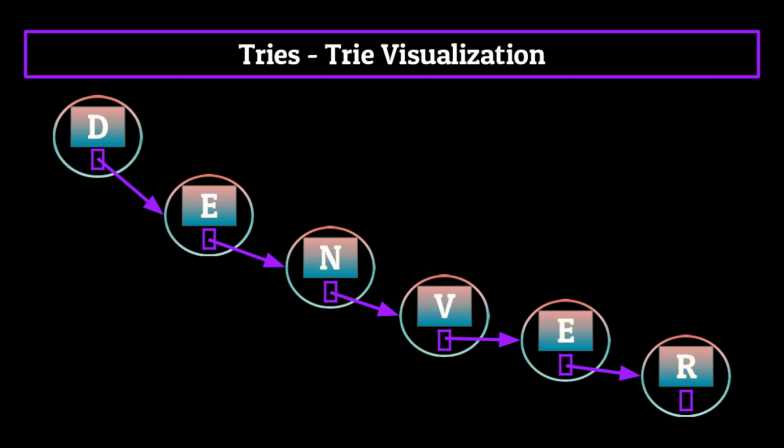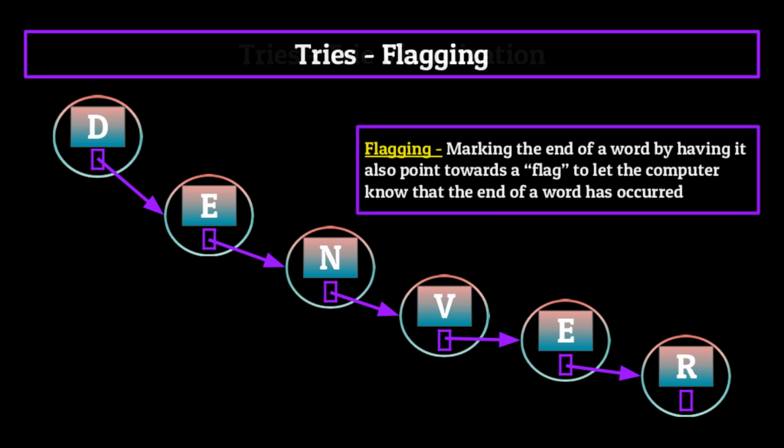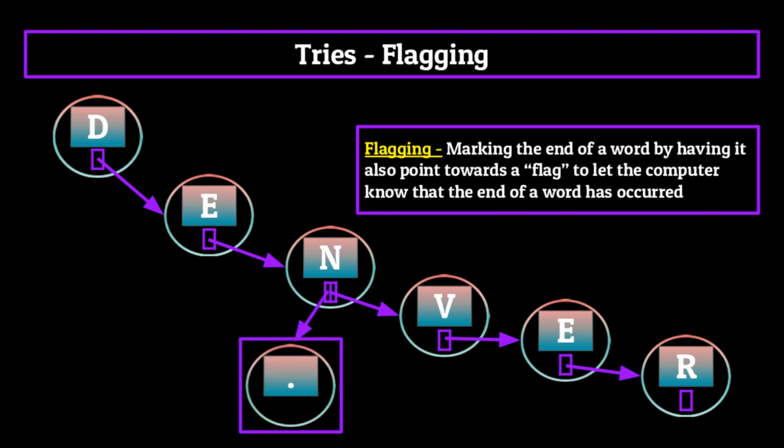Well, there's actually a pretty simple fix to this, and it's known as flagging. We simply mark the end of the word by having it also point towards a flag to let the computer know that the end of a word has occurred. So in our Denver example, not only would the end node's array contain pointers to whichever characters follow it, it would also contain a pointer to a node with a flag to tell the computer to stop there. In this case, I've just chosen a period as the flag. This way, we can construct tries in such a way wherein each word is marked by an ending point, and the different words that may branch off from the prefix can continue to use that word as a prefix in whichever retrieval program ends up getting used.